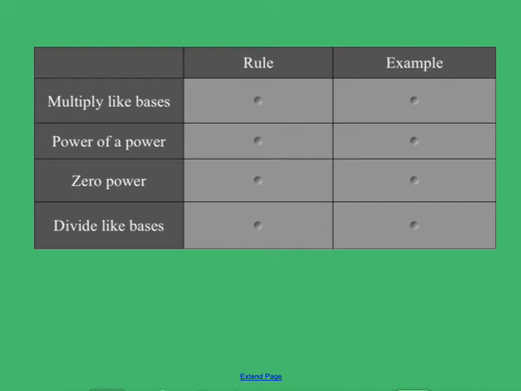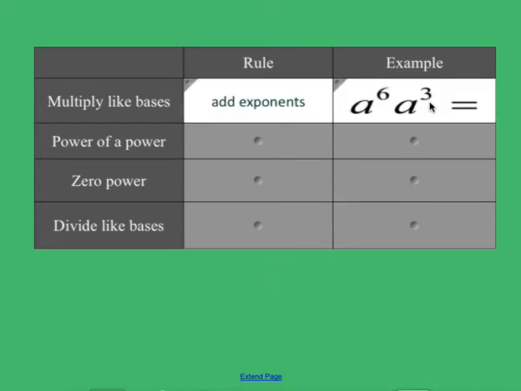First of all, let's remember our rules of exponents. When you multiply like bases, you need to add the exponents. For example, when you have a to the 6th times a to the 3rd, you're going to add those exponents to get a to the 9th. That's going to become important in this unit.